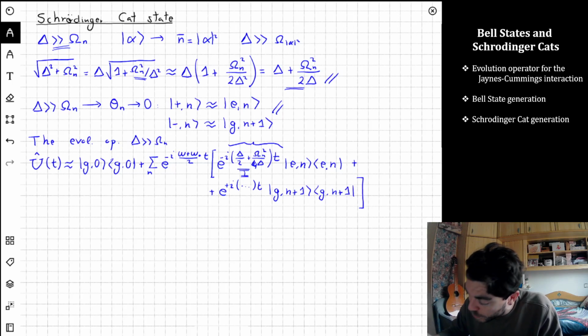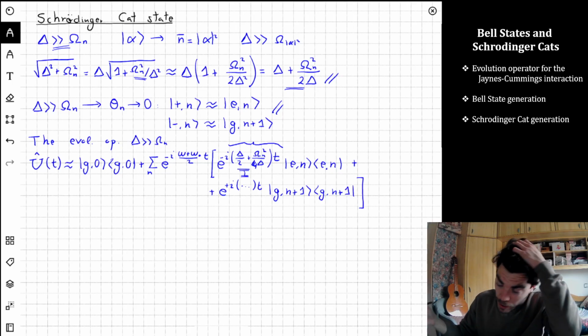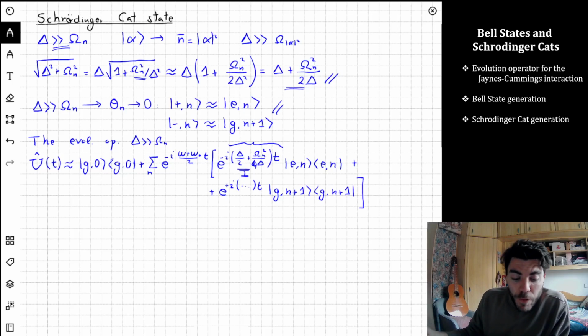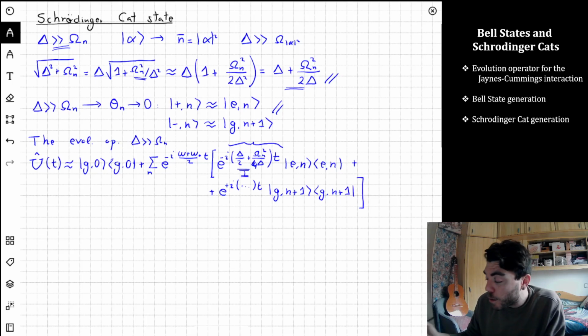In particular, is it e to the minus i something or e to the plus i something? So there is some angle there. Let's see what happens explicitly. There is a phase shift to the eigenstates that depends on the atomic state and also depends on the Fock state in particular we are looking at. And now what we are going to do is create a Schrodinger cat state with this.